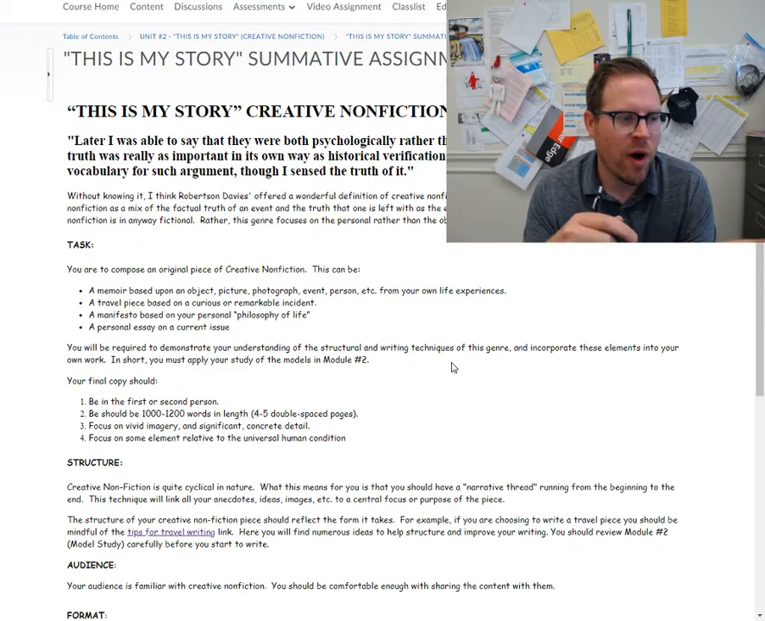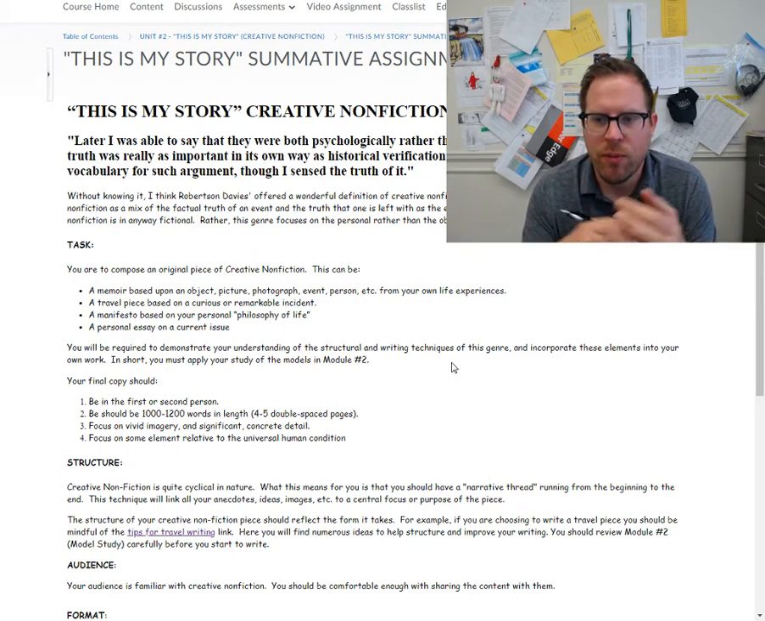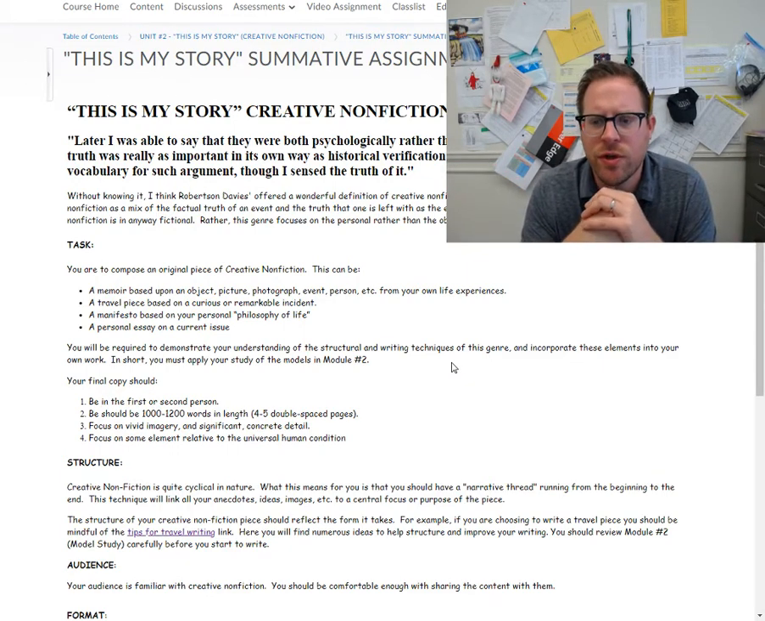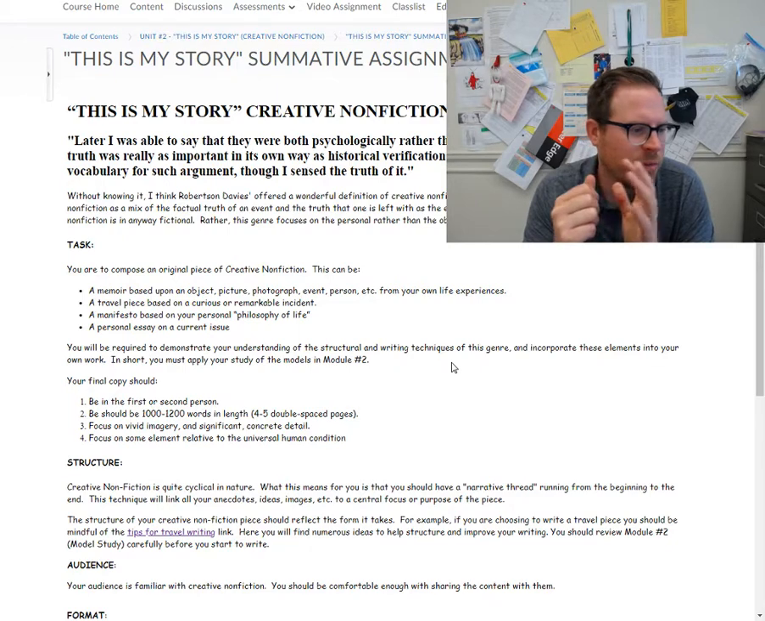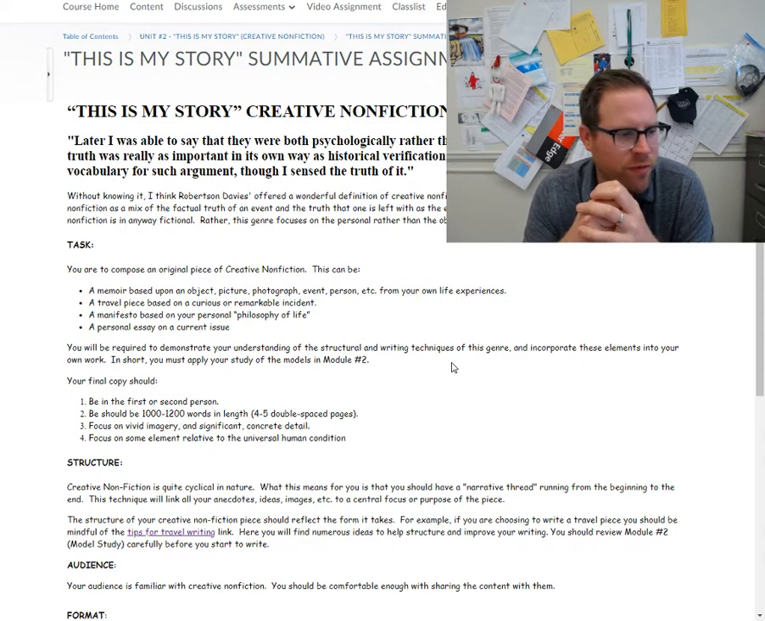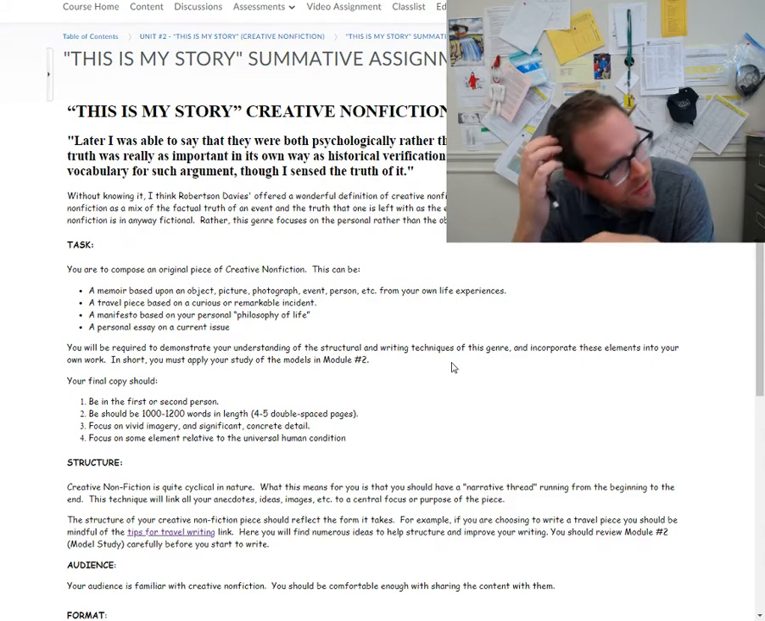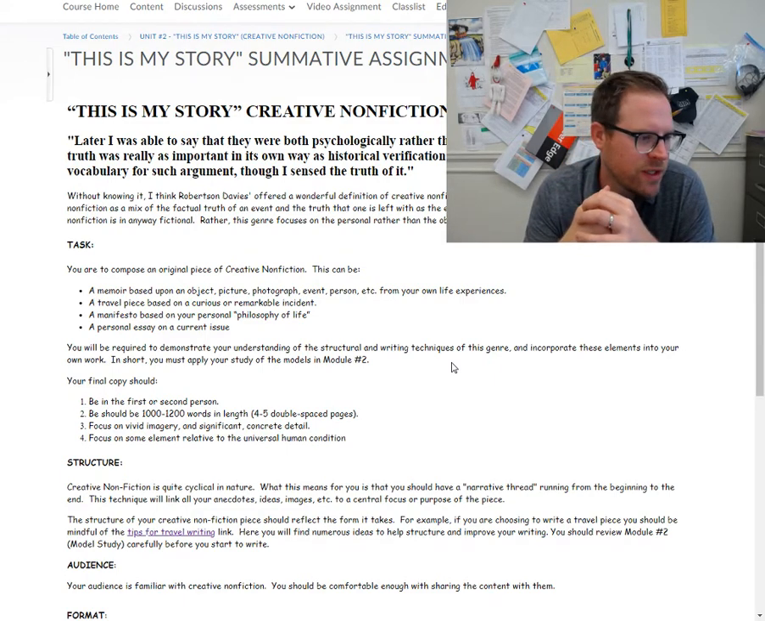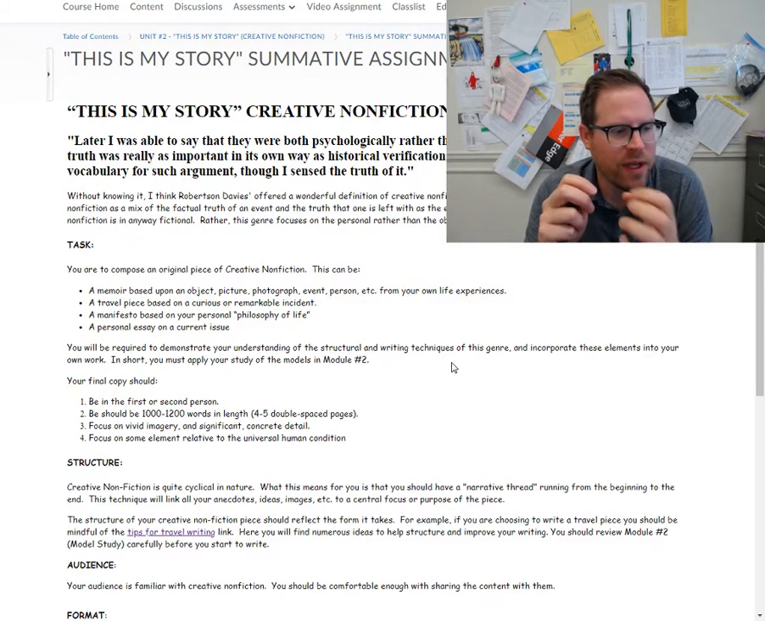So if your models in Module 2 didn't deal with a personal philosophy in any way, try to find an example of that and use it as a model for your own writing. Your final copy should be in the first or second person, okay? Most likely, you're dealing with the first person here. It should be about 1,000 to 1,200 words in length, so maybe around 4 to 5 double spaced pages. Focus on vivid imagery and significant and concrete detail.